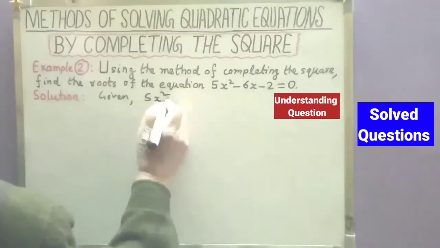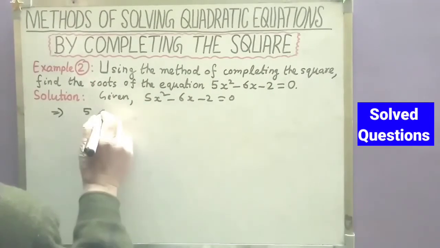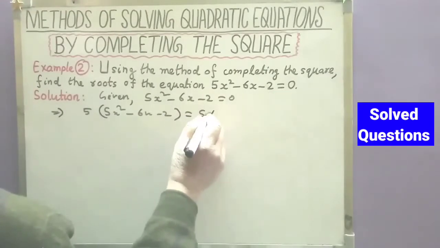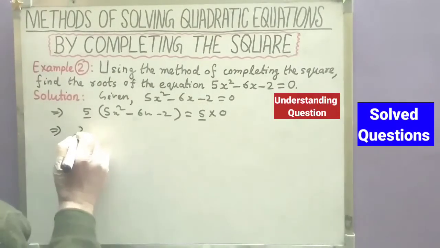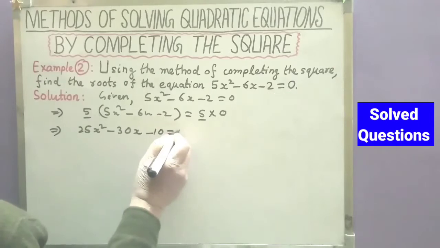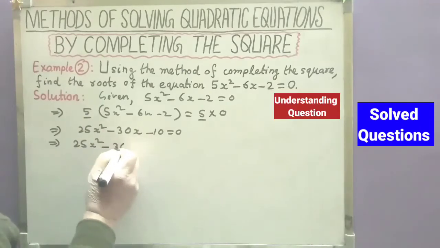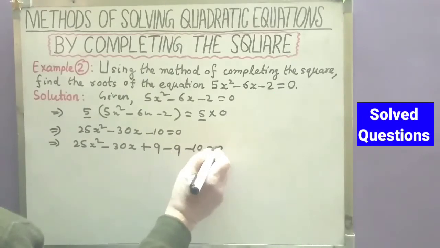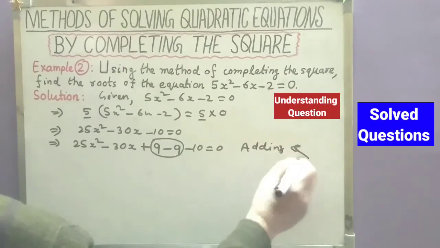Given 5x square minus 6x minus 2 equal to 0. Multiplying both sides of this equation by 5, we get 5 into (5x square minus 6x minus 2) equal to 5 into 0. Opening the brackets, we get 25x square minus 30x minus 10 equal to 0. That implies that 25x square minus 30x plus 9 minus 9 minus 10 equal to 0. Just we add and subtract 9 on the left hand side of this equation.